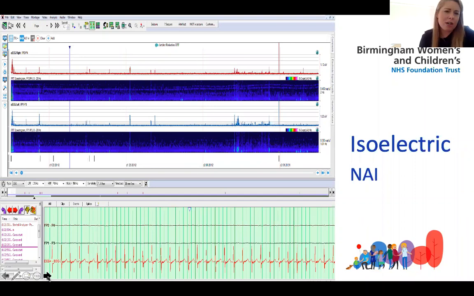And isoelectric occurs quite often. So you're going to get a flat amplitude and no spectral array with a flat EEG, which we have seen quite a few times in our bad traumas.